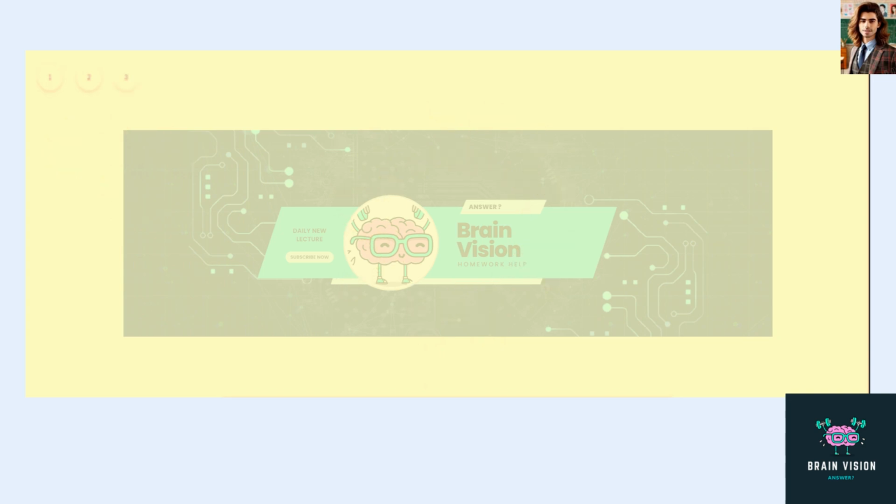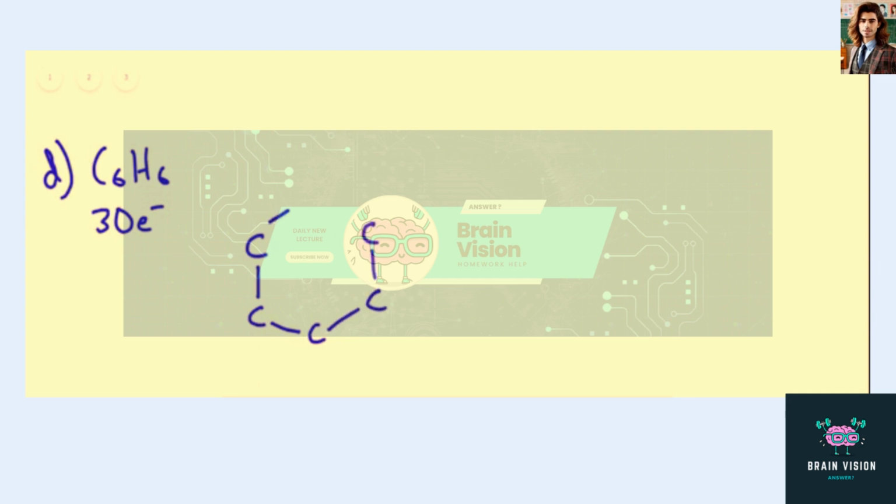So in part D, we're given C6H6. Again, we're going to have 6 fewer electrons, so we have 30 electrons total. So we can again draw our carbon skeleton with the 6 carbons. Now we only have one hydrogen for every carbon.